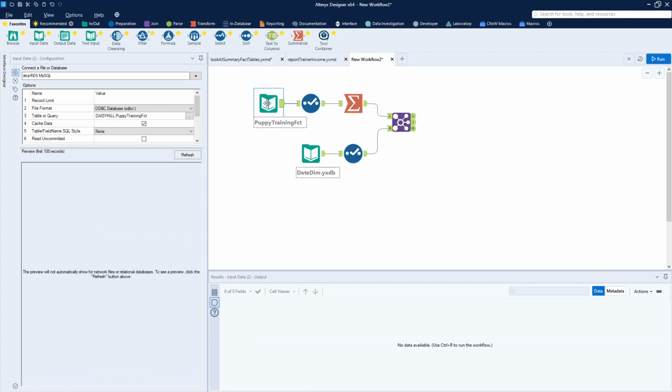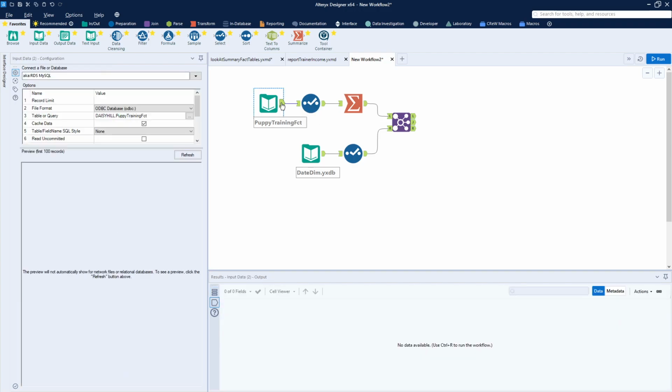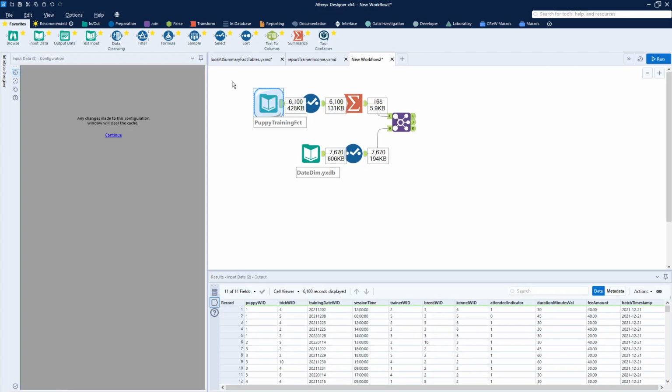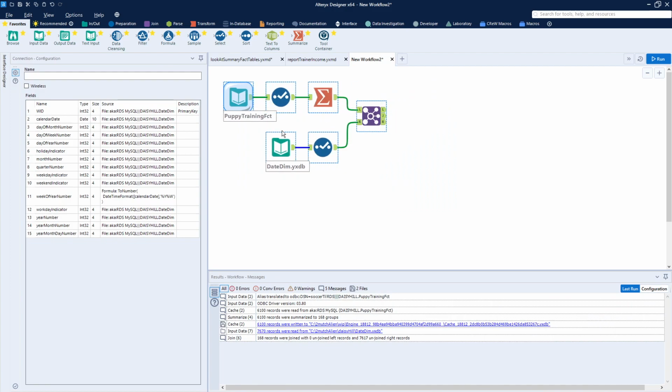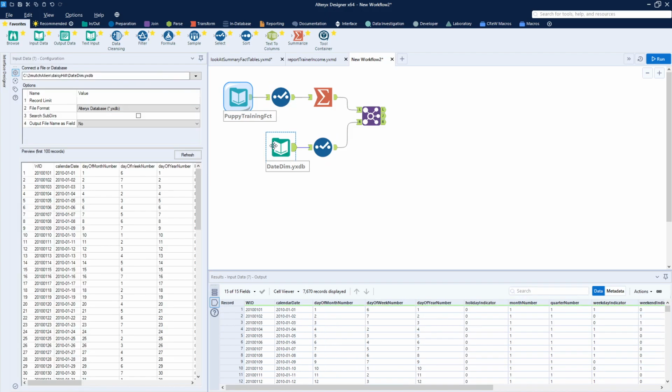What we brought in is we brought in our puppy training fact table. It had the basic data that we had. Run through this very quickly just to see how we started it out. So this is the detail for every puppy that was trained and when they were trained. We want to go ahead and make sure we get data in there.